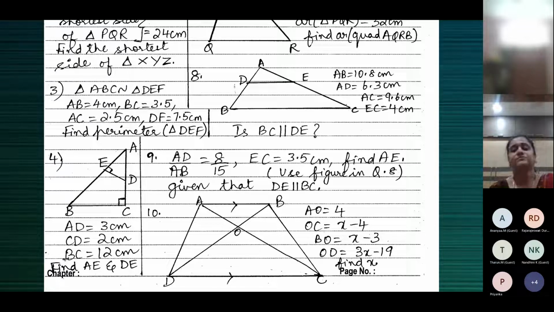Eighth one. Is BC parallel to DE? Now, what is a theorem you would use to show that these two lines are parallel or not? Name the theorem. Converse of BPT theorem. Yeah, we need to use the converse of BPT to show that the lines are parallel or not parallel. Yeah, tell me, children. Try this and tell me.